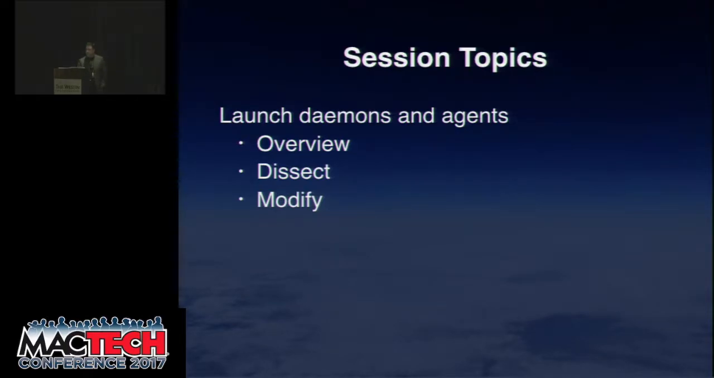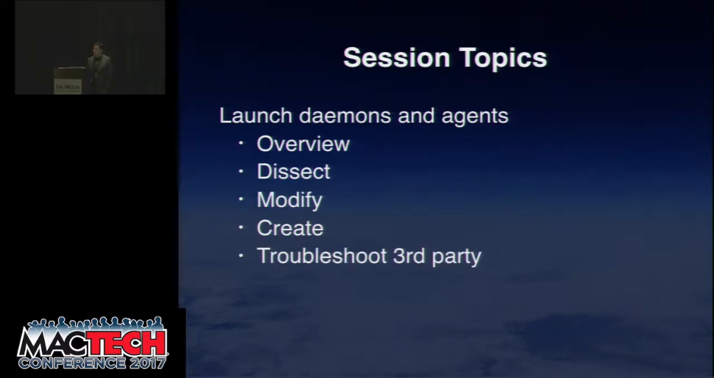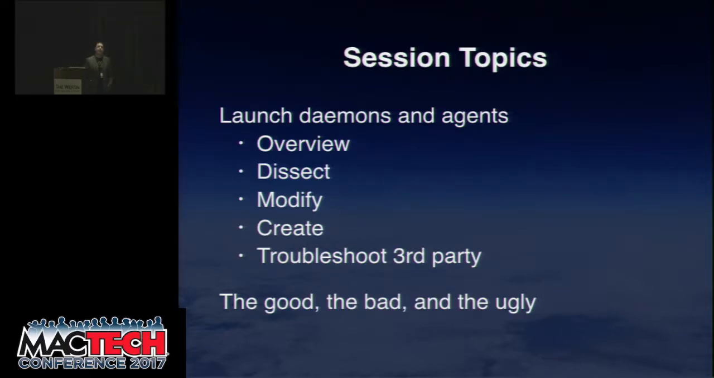Then we'll create a simple LaunchD plist job to illustrate how the keys work inside of a plist file. And then we'll cover my methodology for troubleshooting third-party launch daemons and agents. And finally, we'll wrap things up by I'll share some lists of third-party launch daemons and agents that I've collected over the years that I've put into the good, the bad, and the ugly categories to help you troubleshoot.